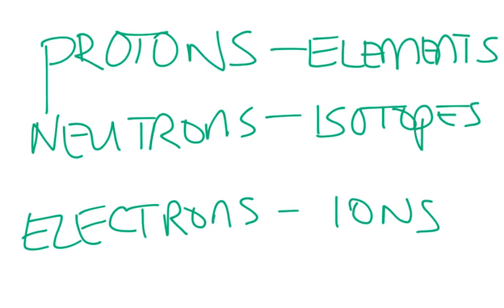All right, so let's get started today. Basically, you can either form an ion by gaining an electron or losing an electron. Okay, it has to be one or the other. So there are some atoms that lose electrons.